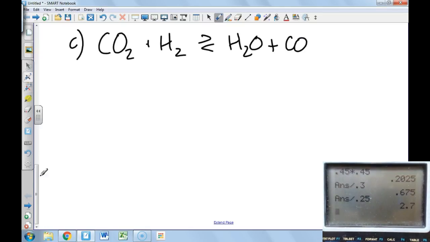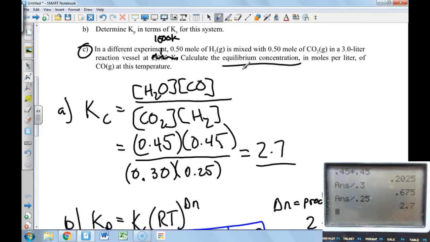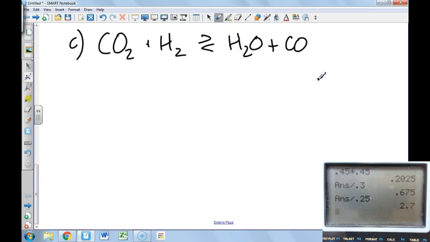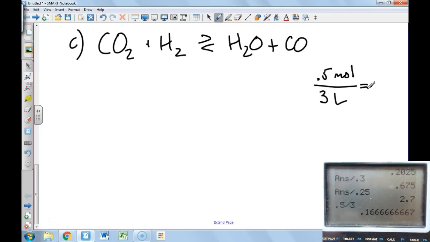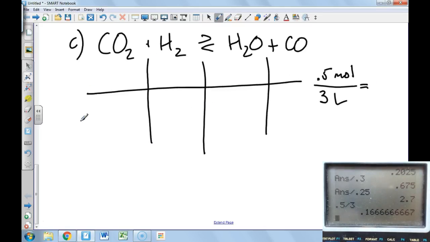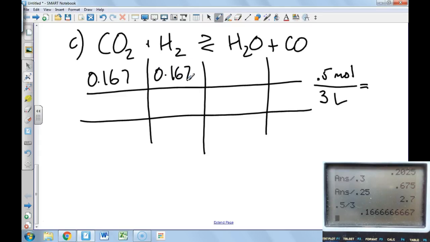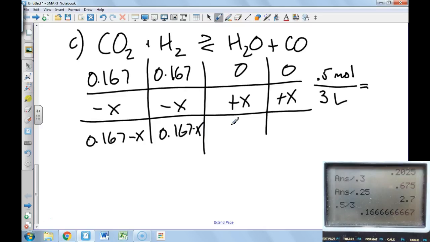Now, what does it say? It says we have 0.5 moles in a 3-liter container and 0.5 moles in a 3-liter container, and that's for CO2 and H2. So 0.5 moles in a 3-liter container equals 0.5 divided by 3, which equals 0.167. So let's fill this out here. It's 0.167 for both CO2 and H2, since H2 has the same number of moles in the same volume. How much of the products do we have? We have 0 and 0. Now we can do our minus x, minus x, plus x, plus x. Then that's 0.167 minus x, 0.167 minus x, x, x.